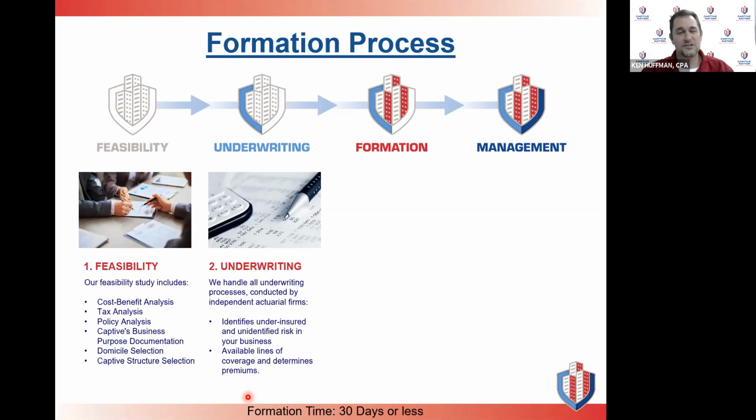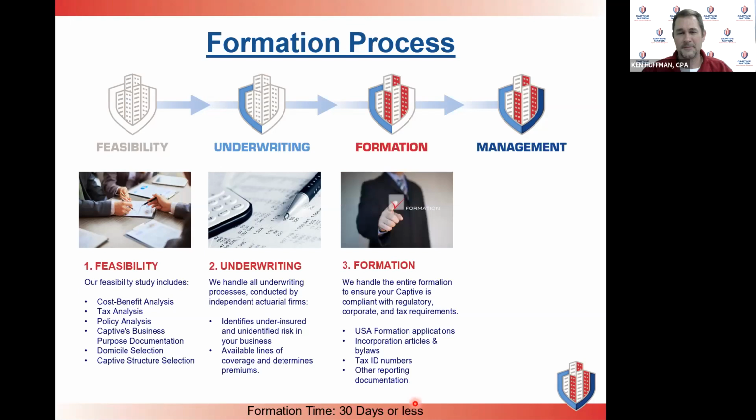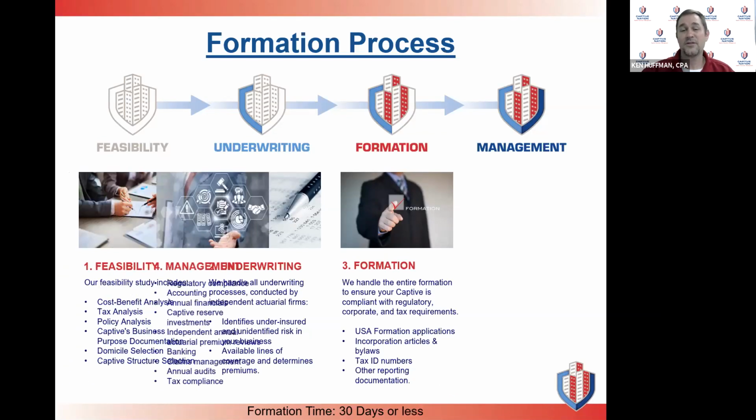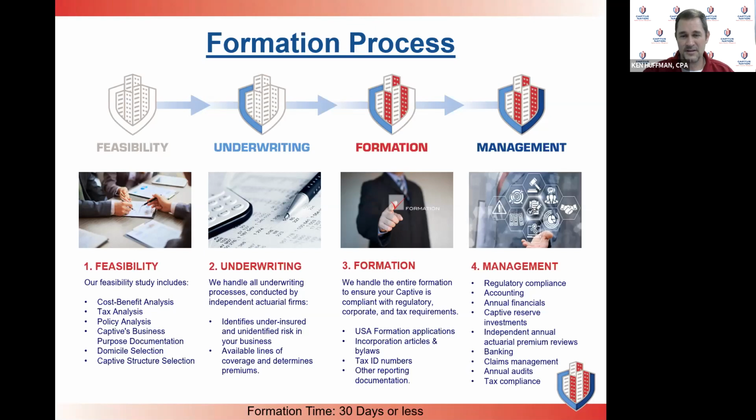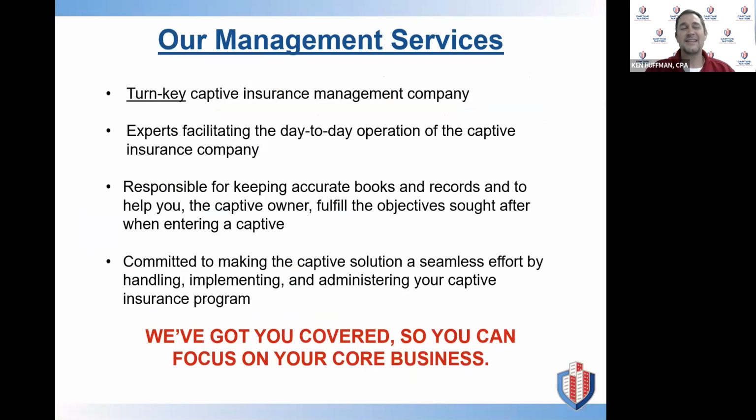Then you say, yes, this looks good, we want to do this. That's when we form the captive insurance company. We handle all that. We form the corporation, we obtain the insurance license, and then we coordinate with the insurance department, get the tax ID number, everything. Then we handle the ongoing management of the captive. So really, it's a turnkey deal. You're not going to have to mess with any of the administrative stuff. That's what we do. You just get to stay focused on your business.